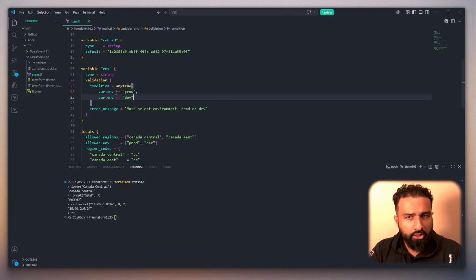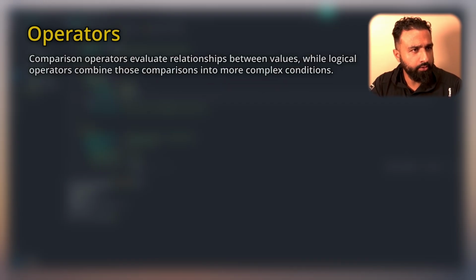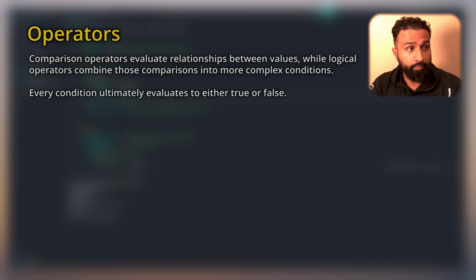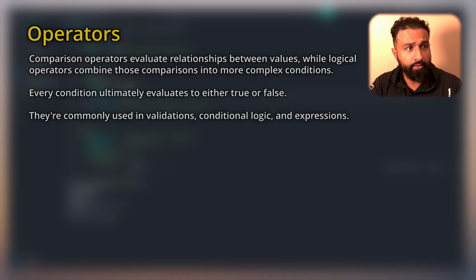Now notice the two equal signs I used here, unlike condition, error message, and everything else we've been working with. It means equals to. It is not assigning a value. Equals to is an operator. Operators allow us to compare values and build logical conditions. Every comparison we make eventually evaluates to either true or false. They become especially useful in validation, conditional logic, and expressions. Anywhere Terraform needs to make a decision, you most certainly will find operators involved.